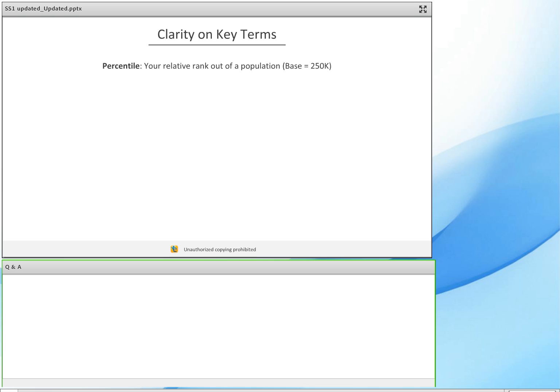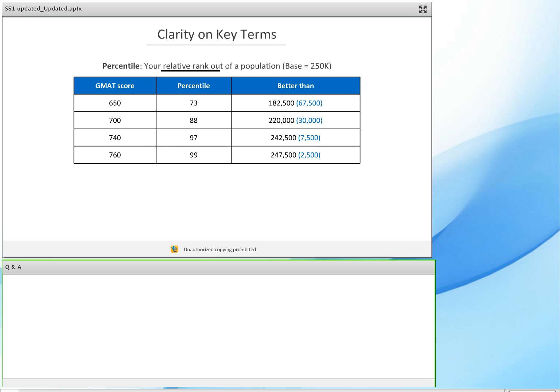With that, I also want to talk about one key term which is really important in the context of GMAT, and that's percentile. What is percentile? It's a relative rank out of a population. So let's look at why that's important. Percentile appears everywhere on the test, starting from your overall score and what it actually means. When you get to a 760, that's 99 percentile. What it really means is, if about 250,000 people take the test every year, you are better than 247,500, or you are amongst the top 2,500 students.